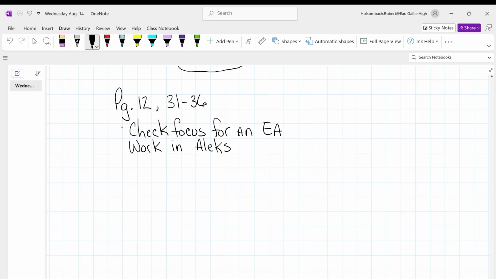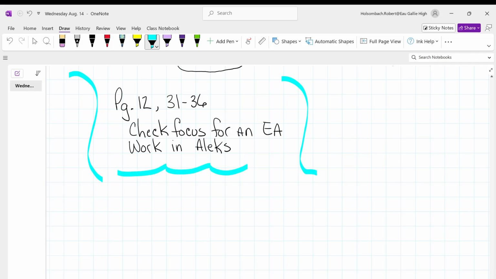Unfortunately, I usually don't get this electronic assignment posted till middle of the day. So if you check it at the end of class and it's not there, check it again later during the day. Just make sure that you've completed the assignment. Make sure you've completed the practice problems and you've checked them before you open the electronic assignment.